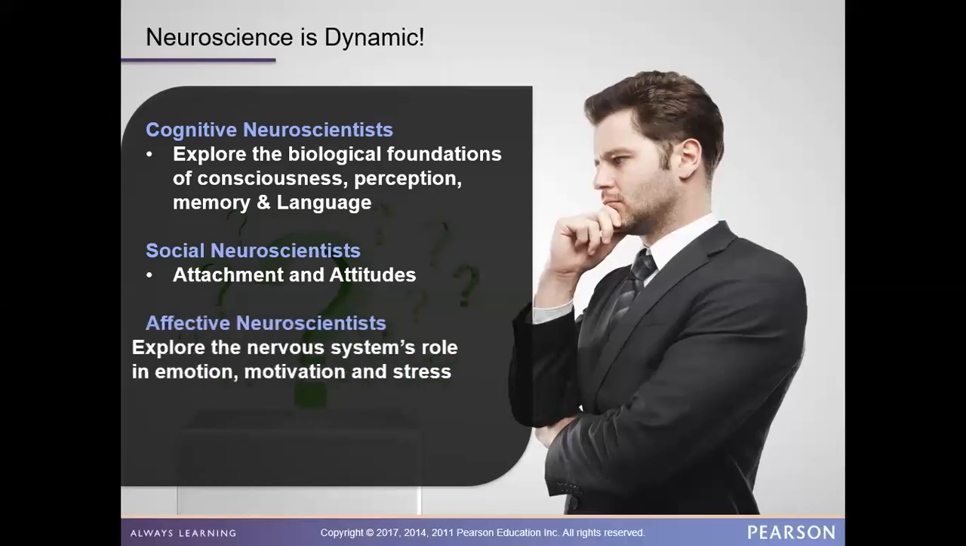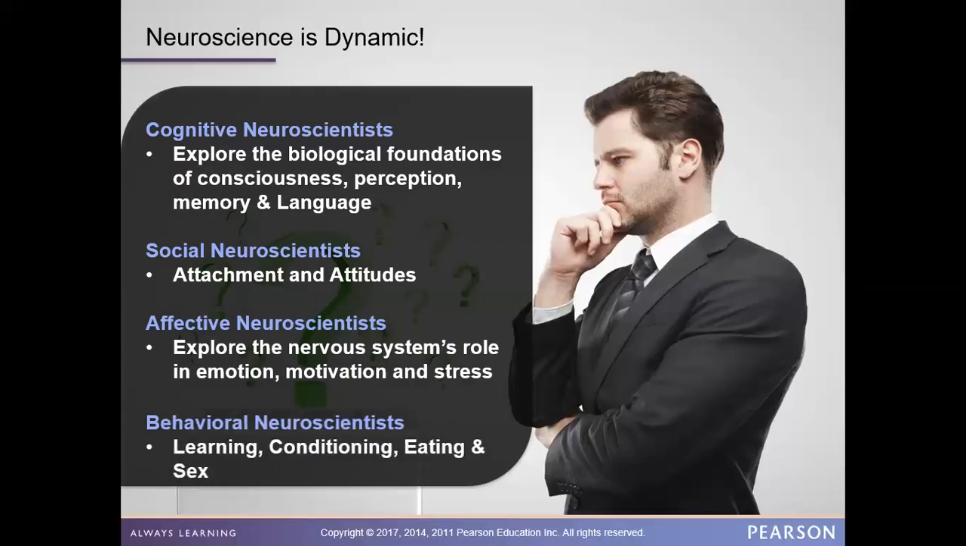Affective neuroscientist. So how does the nervous system respond and react to emotion, motivation, and stress? If I give you an exam right now in class, you might suddenly be stressed. So what's going on in your nervous system at the time that the stress is happening?